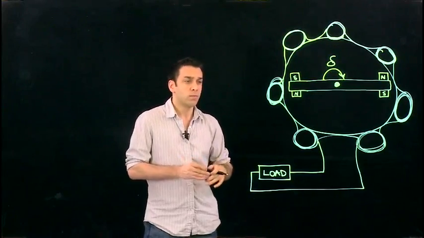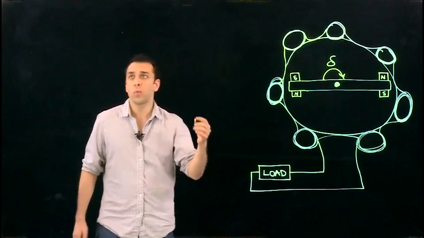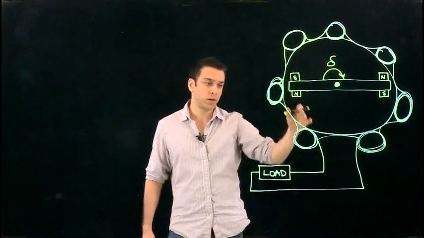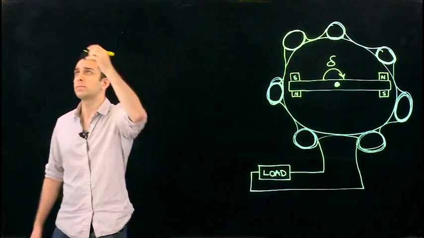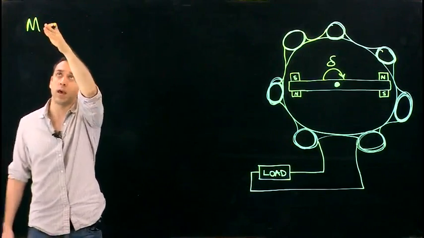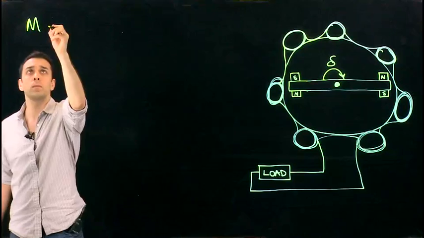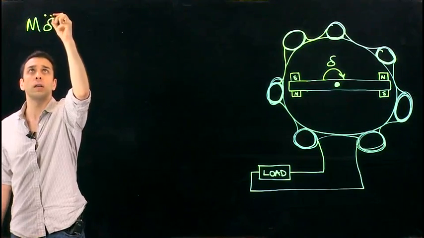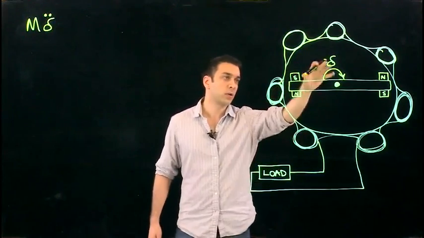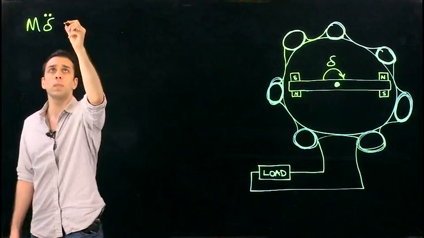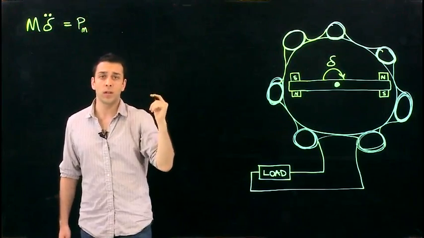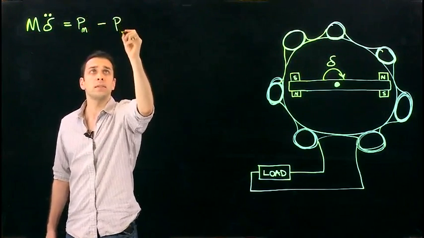So to understand how this phenomenon occurs, we use the swing equations. These approximate how the mechanical power relates to the current that a generator produces. Under normal operating conditions, in the swing equation, the M term is just a constant, times delta double dot, which is the second time derivative of the rotor angle, or the acceleration of the rotor, and has to equal P sub m, the mechanical power associated with the prime mover, minus P sub e, which is the electrical power.